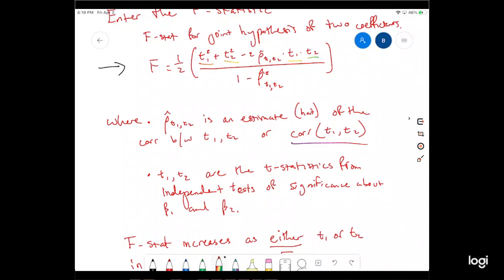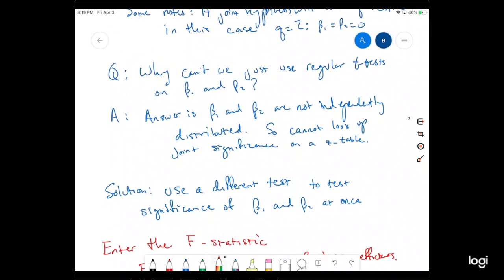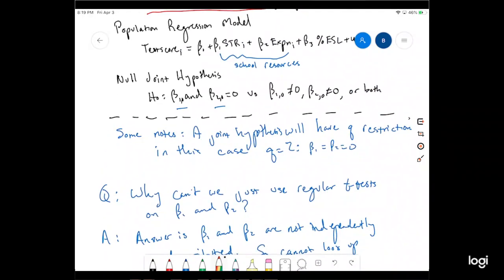So when we reject our null hypothesis, when we wrote it down, the alternative was that beta 1, beta 2, or both are not equal to 0. So if we reject our null hypothesis, it could be that one of these is equal to 0 independently, but the other is statistically significant enough that it means that both coefficients are jointly statistically significant.